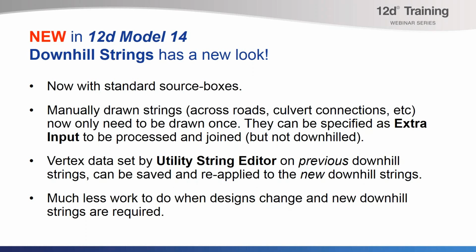Back to the topic at hand though, downhill strings. Just a list of the new features and why it looks new and how it looks new. It's the old non-standard source box, and if you're familiar with the original option, it's been around since version 10, I think, or version 11. It didn't have a standard source box. It just had a model mask and a string mask for selecting input strings.